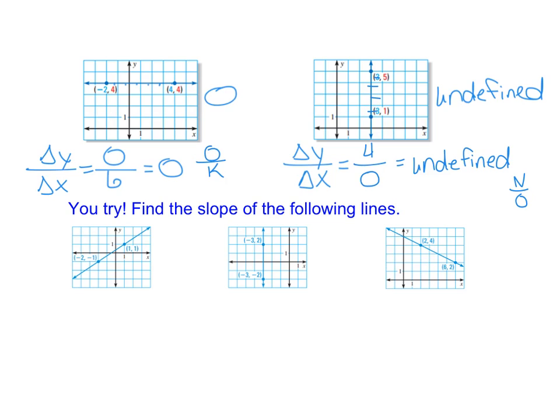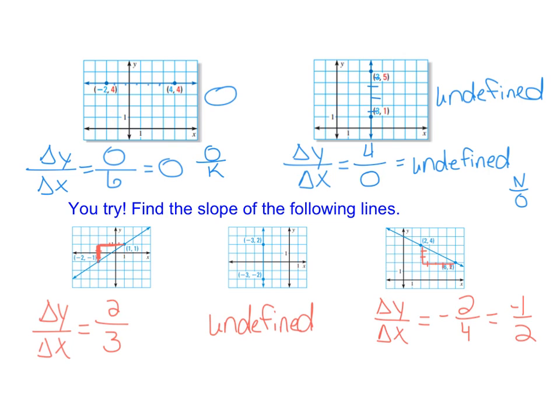All right, I want you to pause the video. You try to find the slope of these 3 lines and then turn the video back on and check it. All right, for the first line, I got that the slope was a positive 2/3. The middle line is undefined because it is a vertical line. You don't have to show any work for that. If you know a vertical line has undefined slope, just write it. And the last line, the slope is -1/2. Okay? Check and make sure that's what you got.